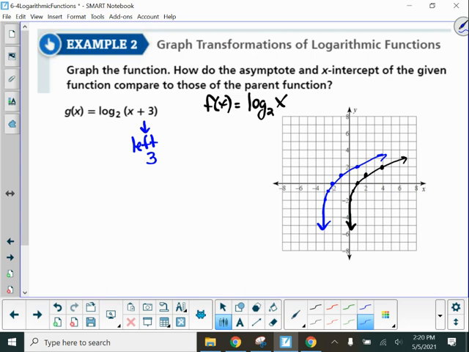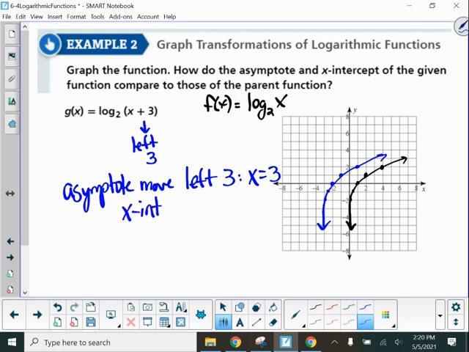This is an h and k relationship, just like we had with a lot of other things that we've worked with. So the asymptote is going to move left 3 units. So that's going to become x equals -3. And the x-intercept also moves left 3. So we have this relationship.